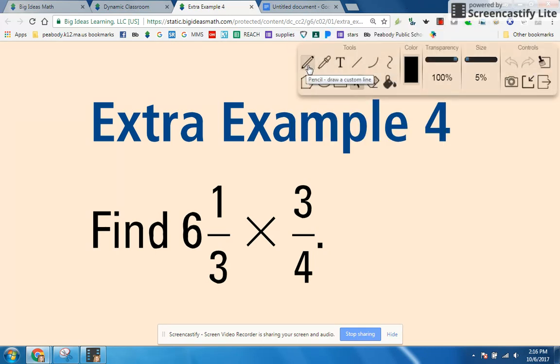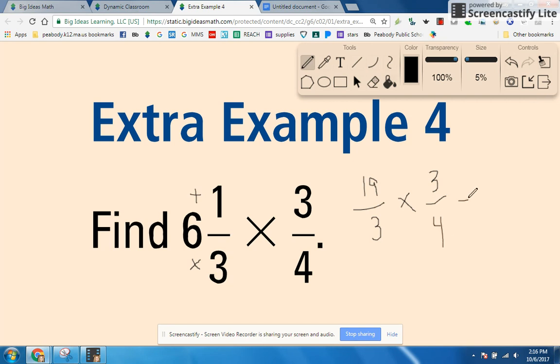Okay, let's try this one. So we have 6 1/3 times 3/4. Step 1, make the mixed number improper. 6 times 3 is 18, plus 1 is 19. So we have 19 thirds. Denominator stays the same. Now I'm going to multiply it by the other fraction. That one's all set to go because it's a proper fraction.